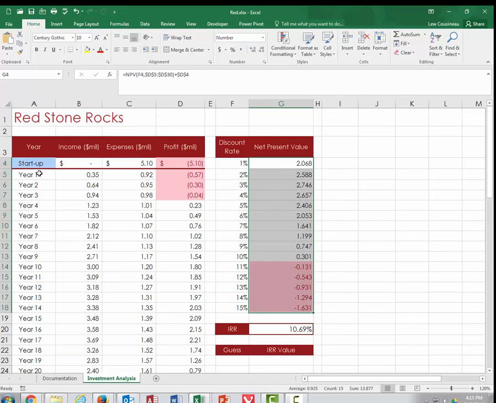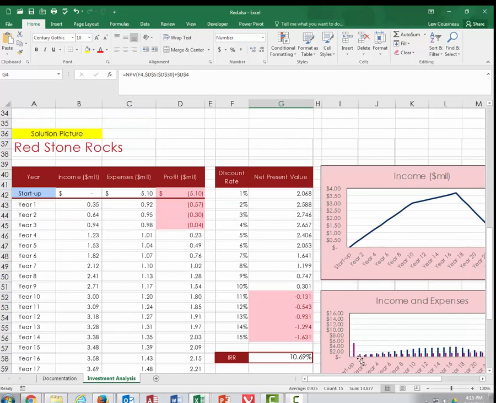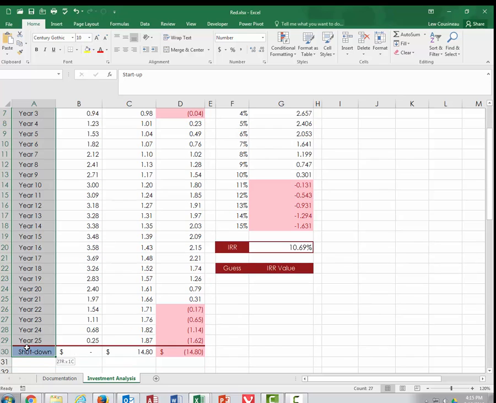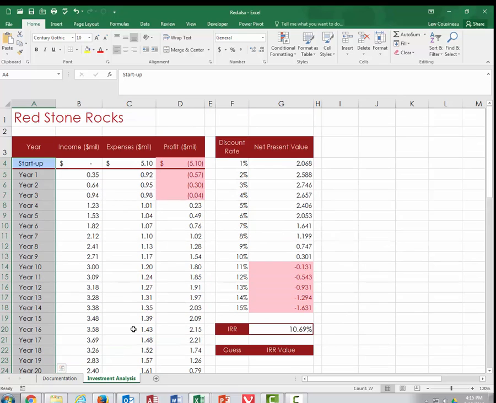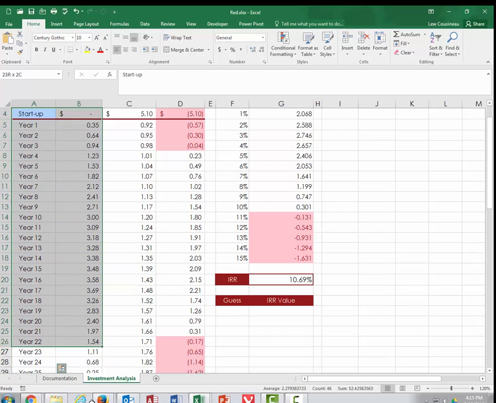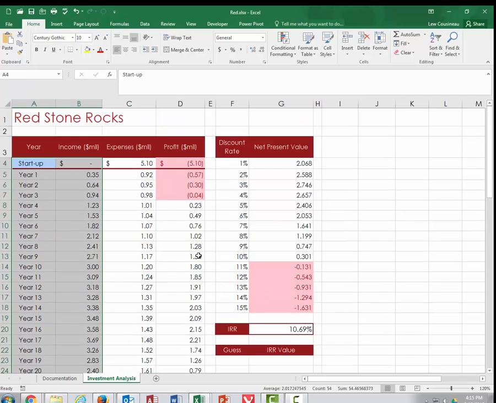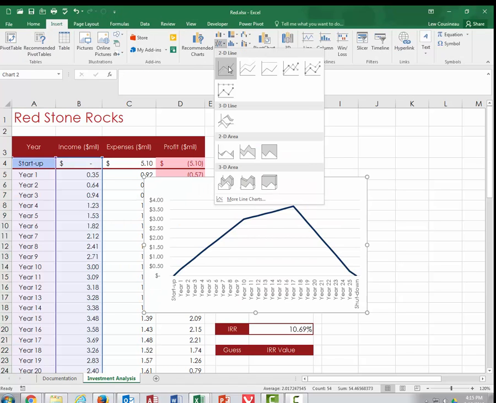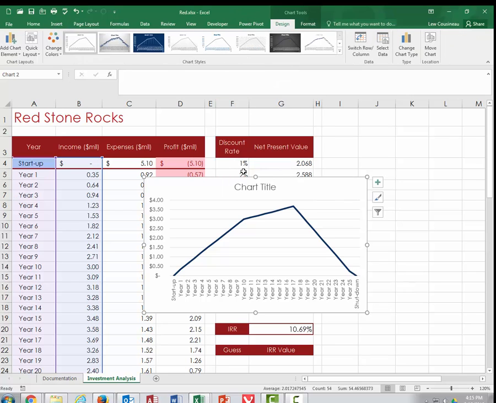So to do the income, notice the labels on it are startup all the way through to shutdown. So I want to grab those labels, and then I'm going to hold down the control key. Well, actually, because income's right next to it, I'll just grab them both together. And now I can go to insert, and we'll do a line chart, probably the first one.